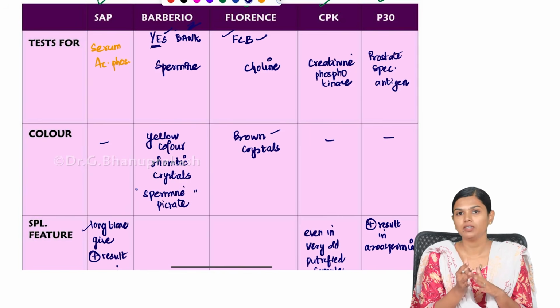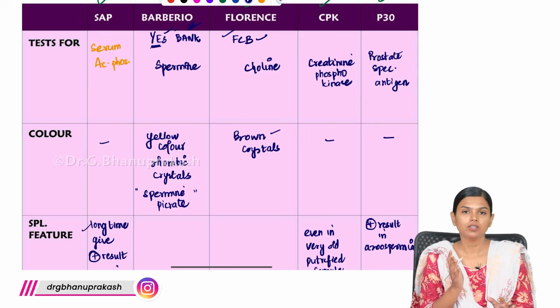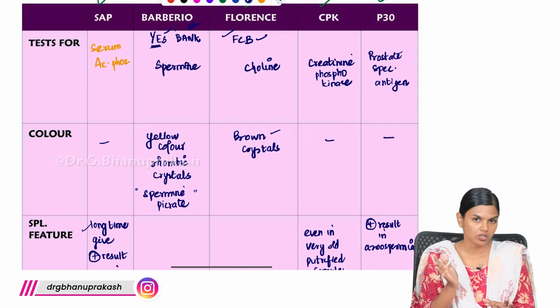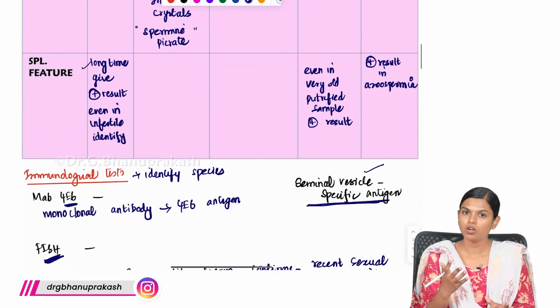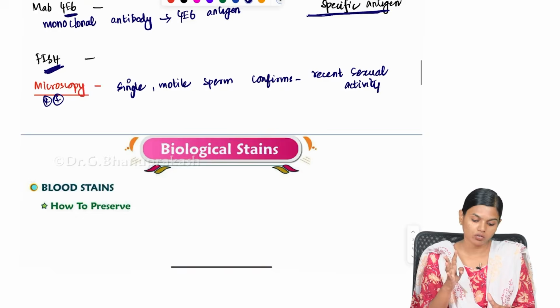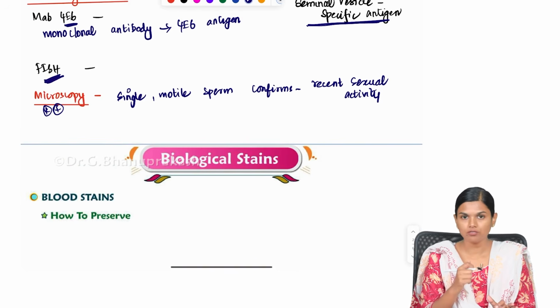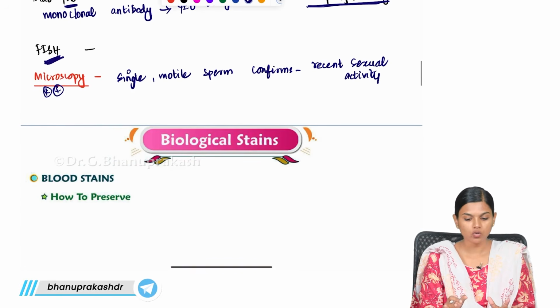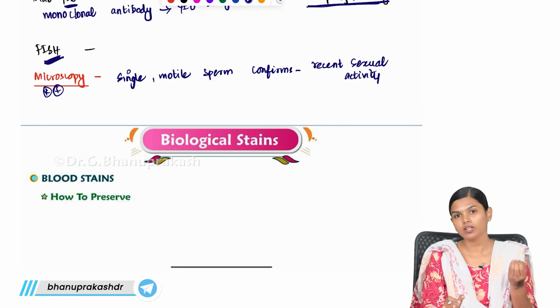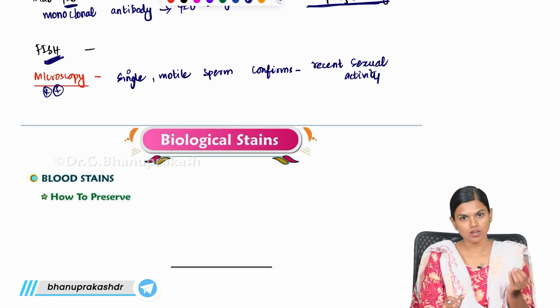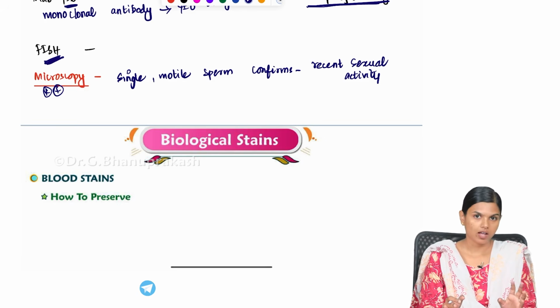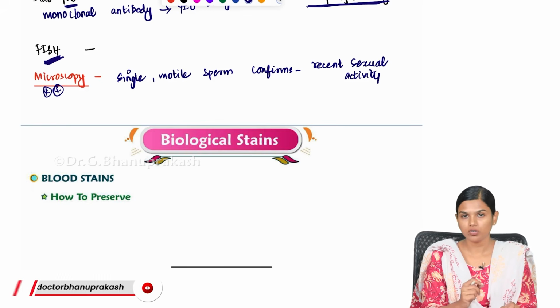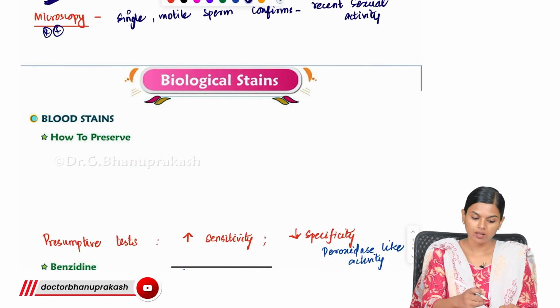And CPK and P30, this is very useful because P30 even in azoospermia will give a positive result. CPK, even a putrefied sample will give a positive result. And if you want to identify the species, you have to look for the monoclonal antibody test and FISH technique. And finally microscopy, where you see a single motile sperm, which will confirm the recent sexual activity. So this is about the seminal stains, and this is very important. They will ask you 2 marks or sometimes they will ask you in MCQ also. Next is blood stain.